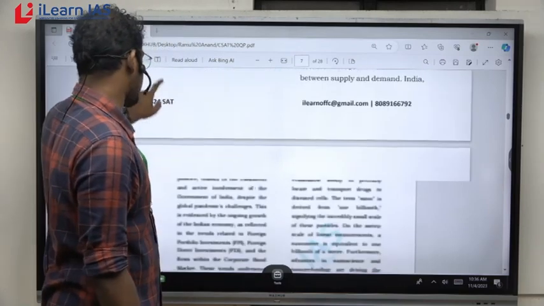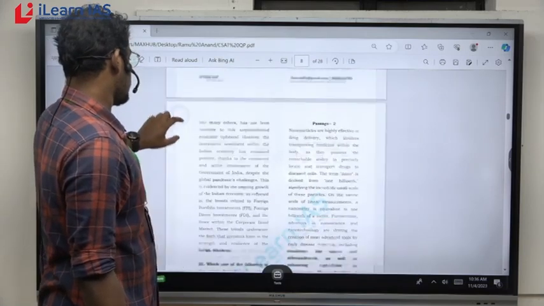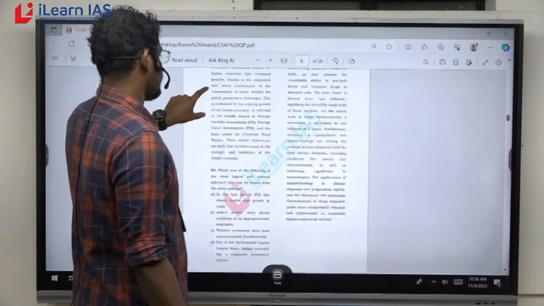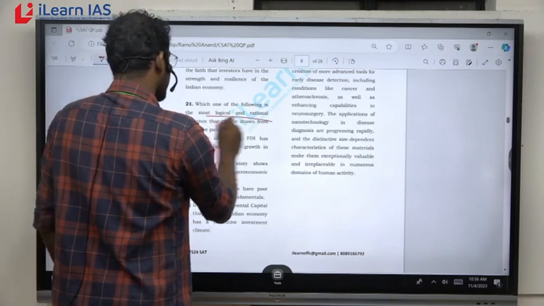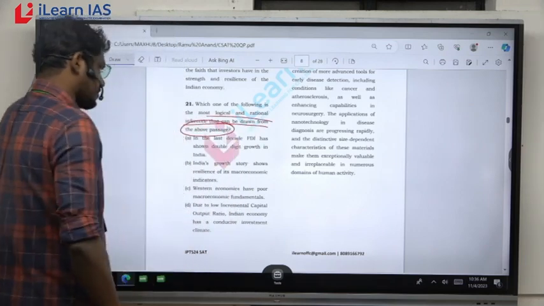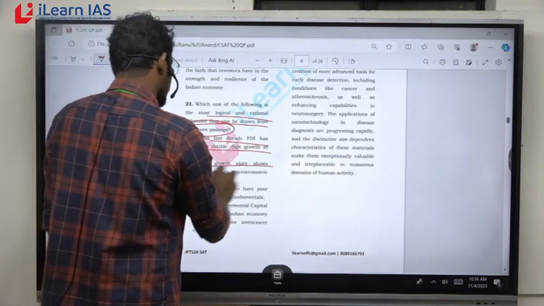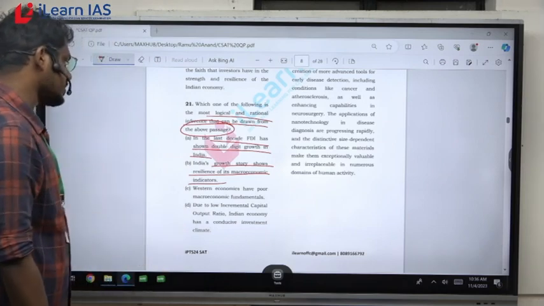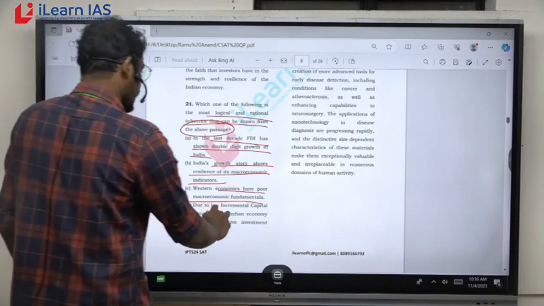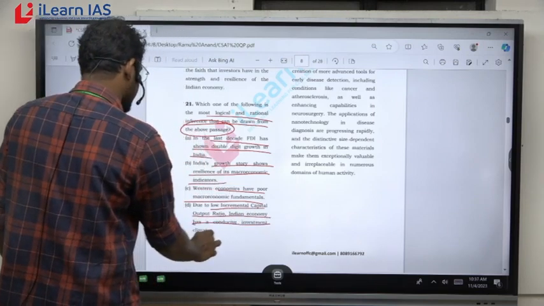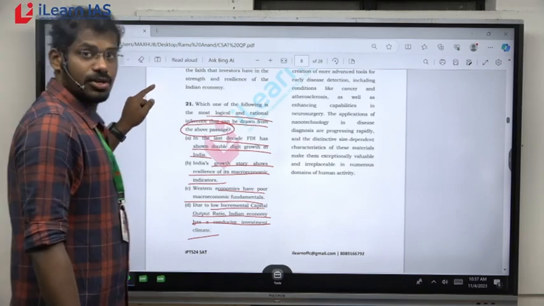Question number 21. Okay, let's read the question first. Which one of the following is the most logical and rational inference that can be drawn from the above passage? In the last decade, FDI has shown double-digit growth in India. India's growth story shows resilience of its macroeconomic indicators. Western economies have poor macroeconomic fundamentals. Due to low incremental capital output ratio, Indian economy has a conducive investment climate. Okay, we are not in a position to eliminate any of these options, so let's read the passage.